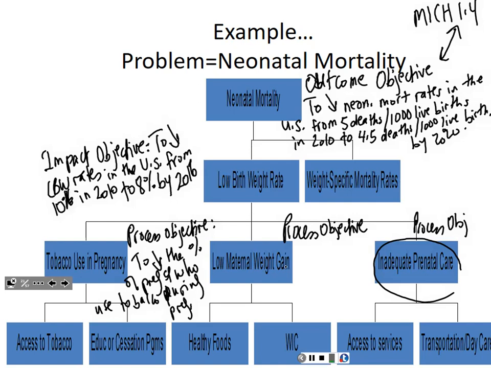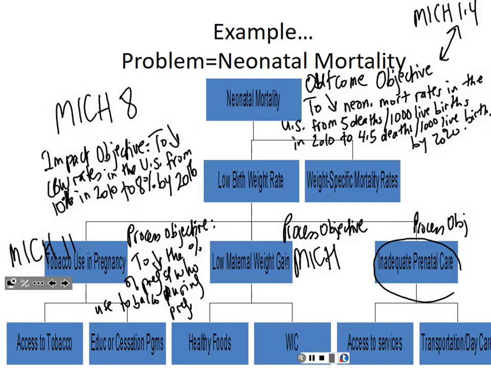When you get a chance to access Healthy People 2020, the impact objective related to low birth weight rate is going to be MICH number 8. Maternal and infant child health objective number 8. Related to tobacco use in pregnancy, MICH number 11. Related to low maternal weight gain, MICH number 13. And related to prenatal care, MICH number 10. So actually in Healthy People 2020, there are objectives for each of those risk factors, again, for the nation to achieve by 2020.